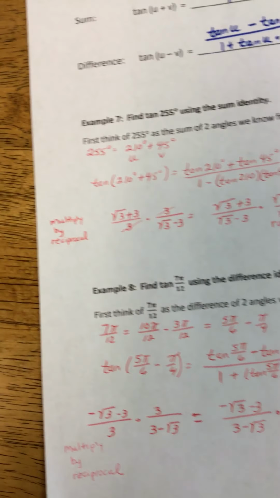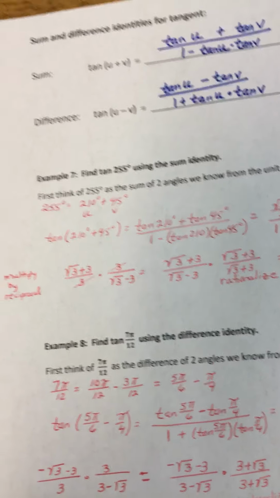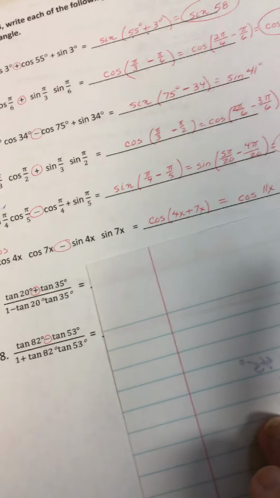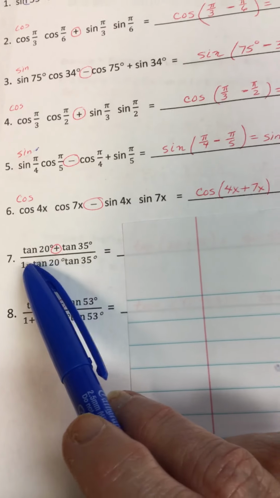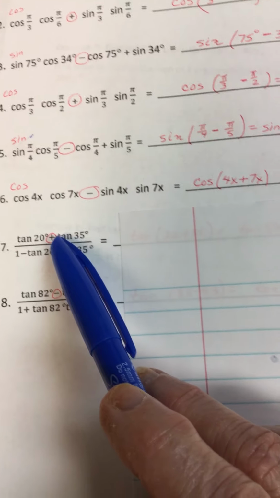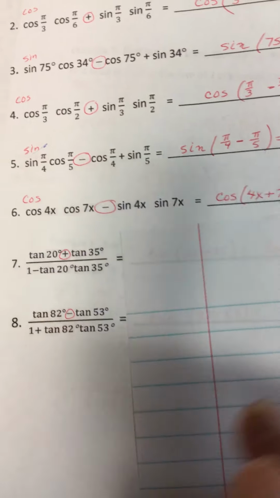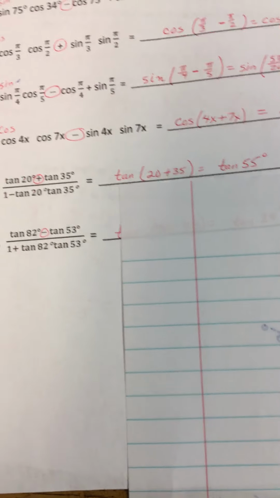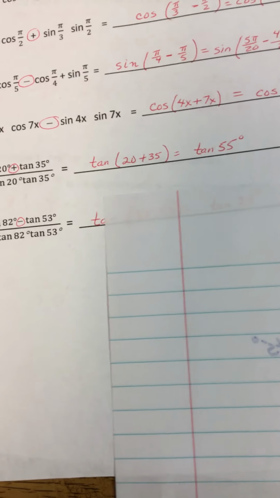Now let's look at the other page that we looked at yesterday, where we had a couple of problems that had to do with tangent, and I said we would look at those today. So I have the tangent of 20 plus the tan of 35 minus. That's my clue right there. I'm obviously just working with tangent, and this is a sum. Whatever the sign in the first numerator is, that's what we're doing. So that's the tan of 20 plus 35. So that would be the tan of 55.